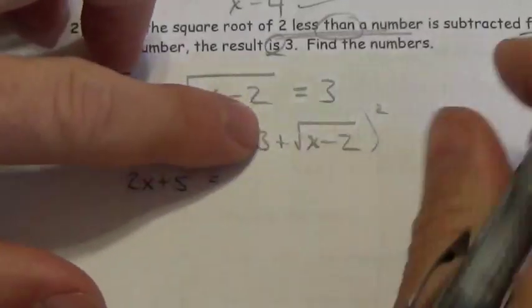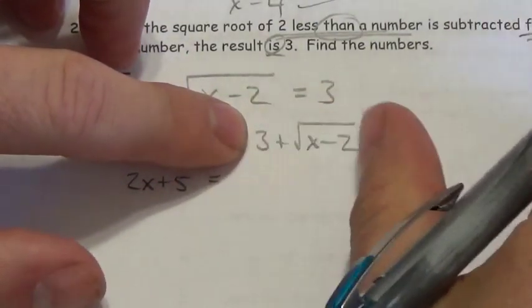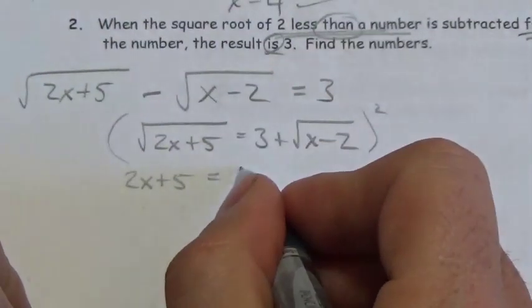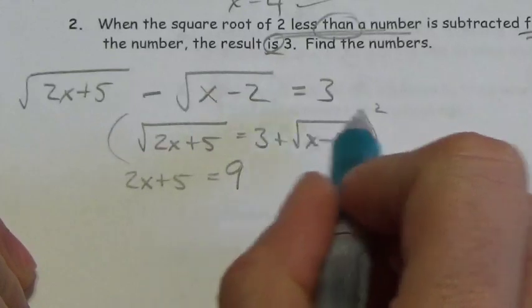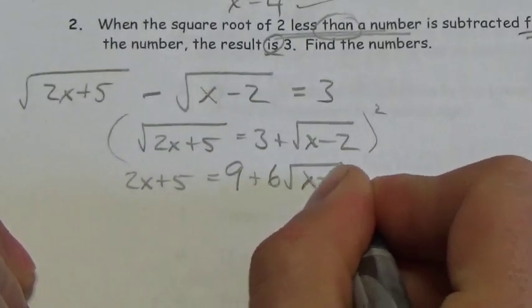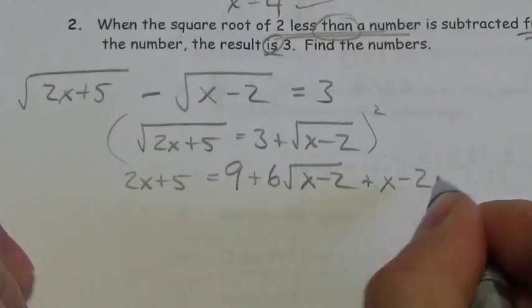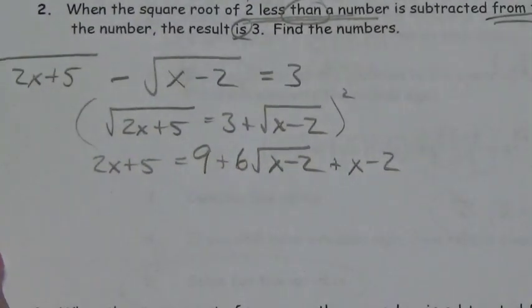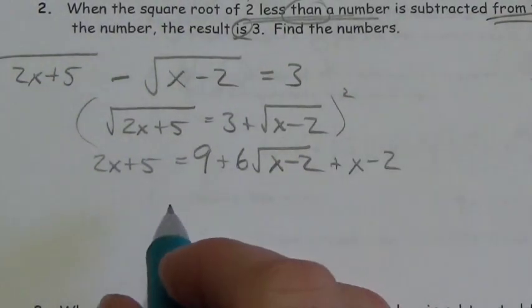And this over here, because this is a binomial being squared, remember that it's going to be more than just the 2 terms. I'm going to get 3 times 3, it's going to be 9. Then I'm going to get 2 terms that are 3 root x minus 2. So there's going to be a total of 6 root x minus 2. And then the root x minus 2 will be squared, and I'll get x minus 2. Okay, good. So that squaring got rid of one of the radicals. And regardless of how you have the radicals organized, it's going to get rid of one of those radicals.